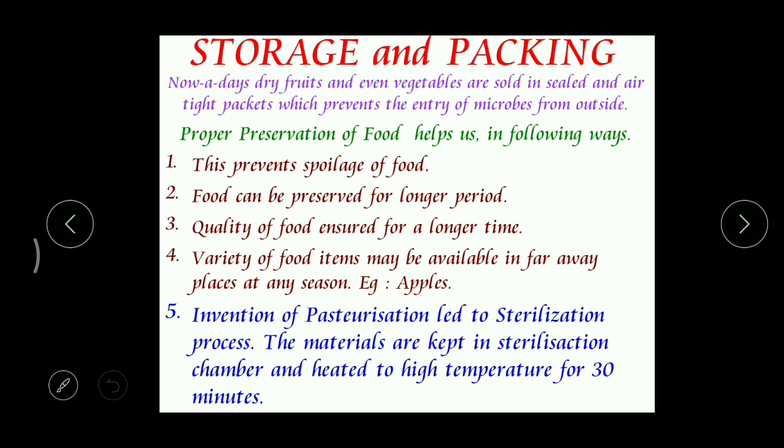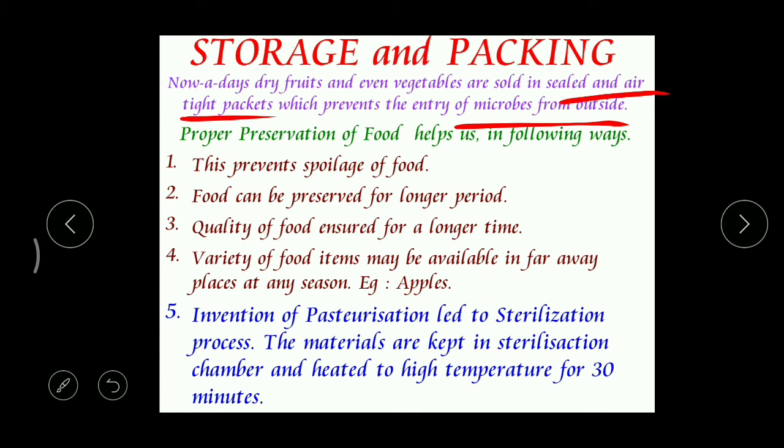Nowadays we can find that different types of food items like dry fruits and even vegetables are available in sealed and airtight packets. Have you seen sealed and airtight packets? Even powders like Horlicks, Boost, Maltova are available in airtight containers. So air cannot enter into them easily. Air, or along with the air, microbes cannot enter. That's why we can store them for a long time without spoilage.